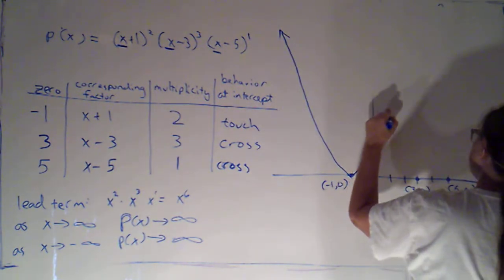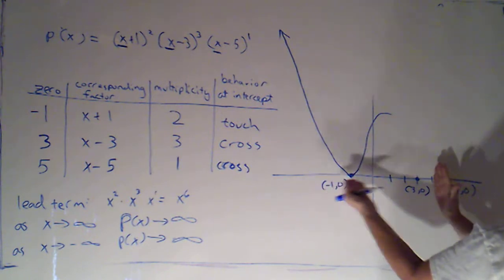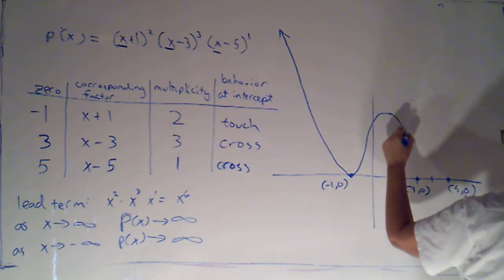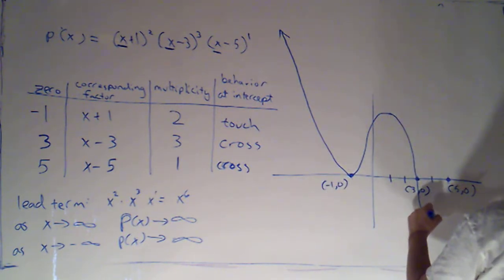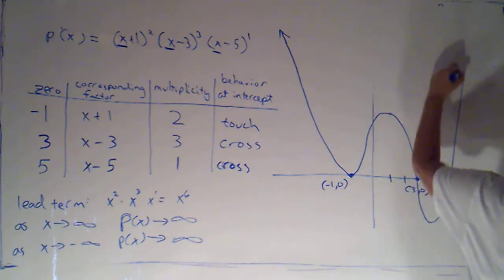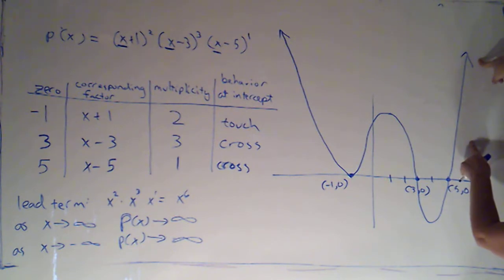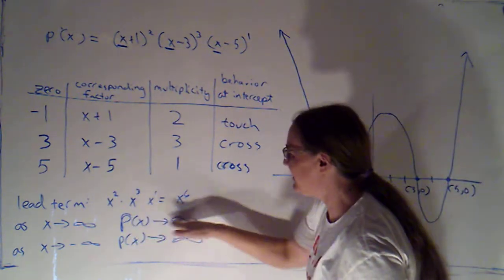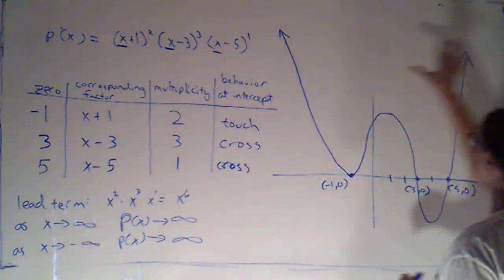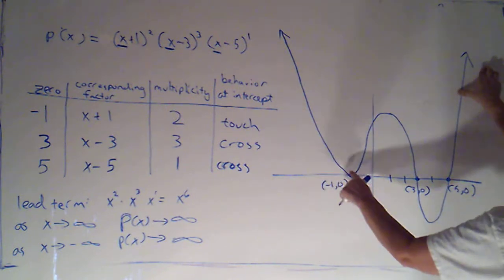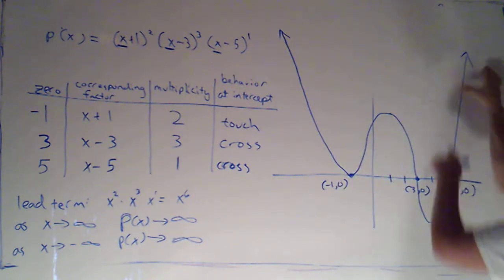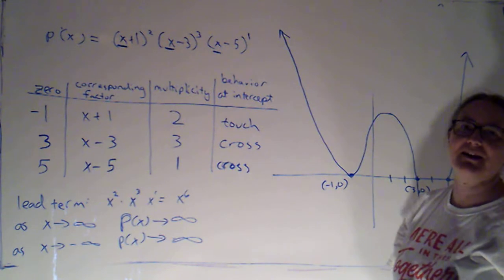So that means I've got to have some turning point somewhere between -1 and 3. Then we cross the axis here, turn and cross again at 5, 0. And notice there's a little bit of redundancy built in. I determined that my end behavior as we went off to infinity should be infinity. And simply by touch, cross, cross, that put me in the right place.